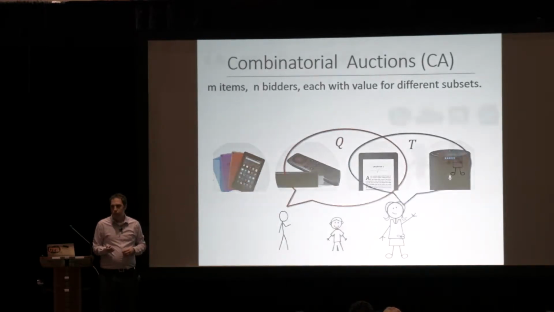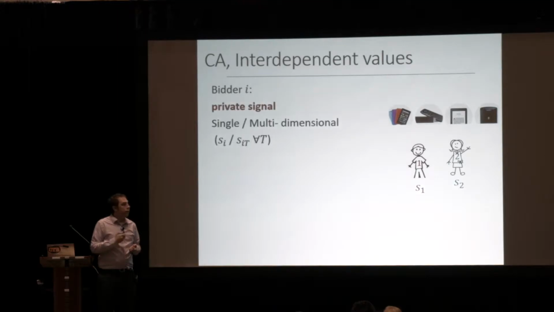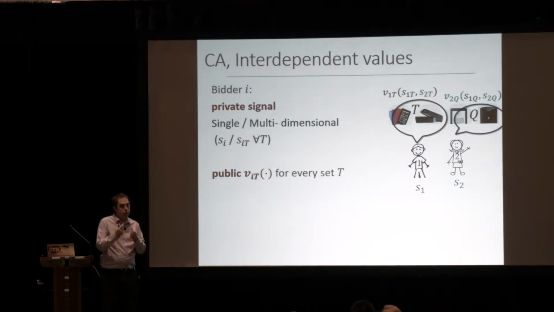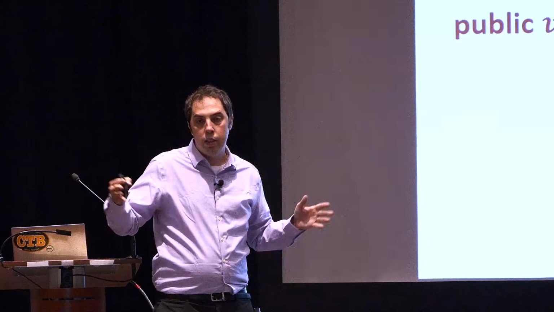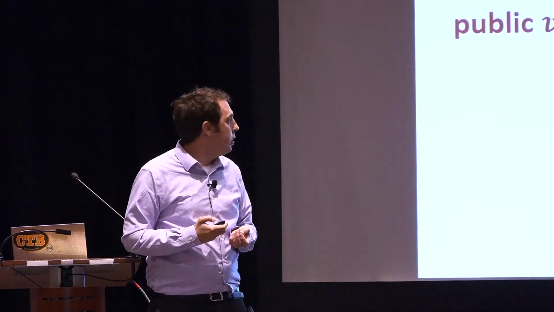Okay. So how does this model look in the interdependent value setting? Again, each bidder i has a signal Si, which can be either single dimensional, just a single number, or it can have a signal for each subset of items, maybe. And now this agent has a valuation function which is interdependent for each subset of items. So for each subset of items T, he has some valuation function ViT, which depends on all the signals of all the players.